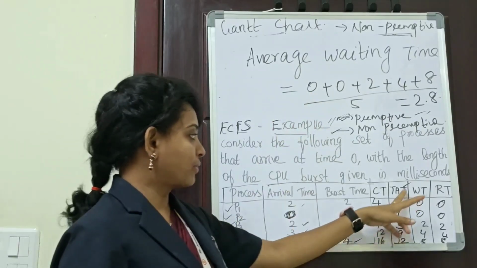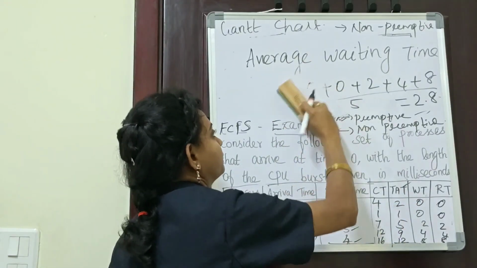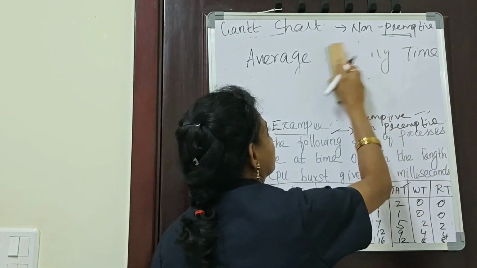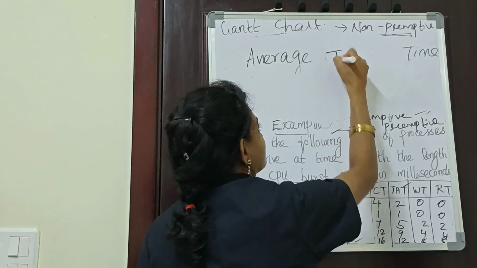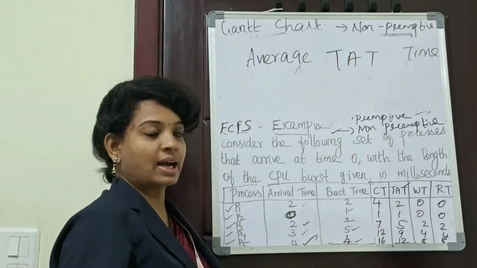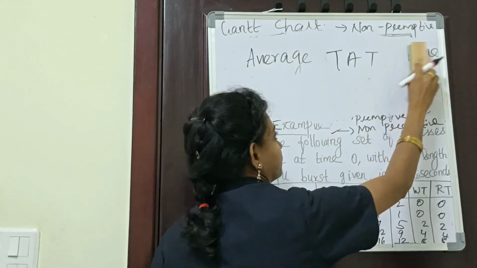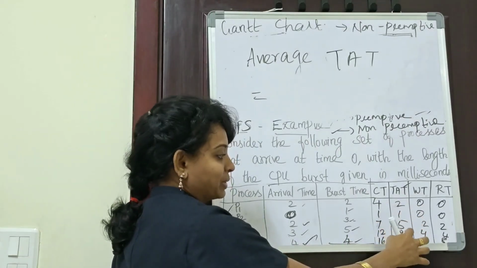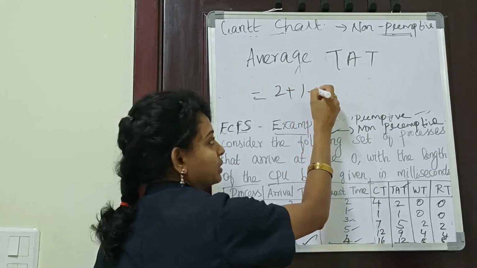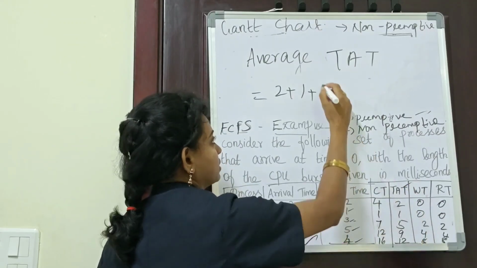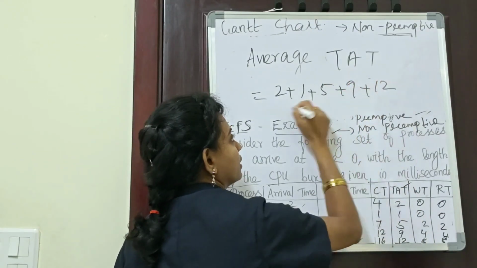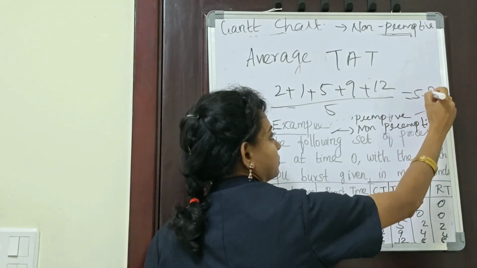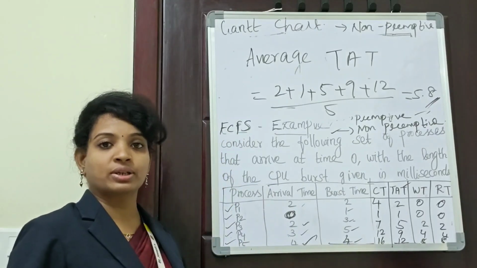Now we have to calculate the average turnaround time. How will you calculate it? 2 plus 1 plus 5 plus 9 plus 12, divided by 5, equals 5.8. Okay. So this is the average turnaround time.